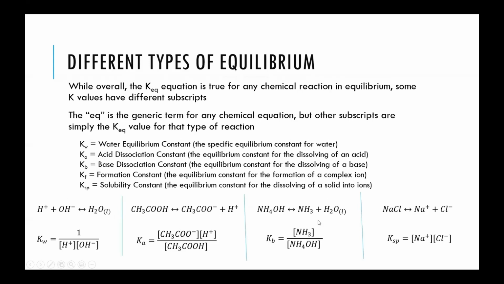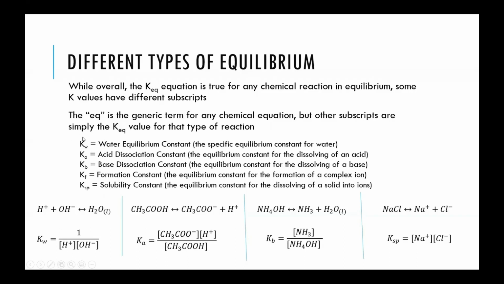There are a lot of different types of equilibrium. The basic formula is the same. It's still products over reactants, and usually any equilibrium constant can be written as K_eq, just meaning the equilibrium constant of the equation. But that's really for anything. There are a number of different ways to write that K with a different subscript, and that different subscript just means the type of reaction it is.